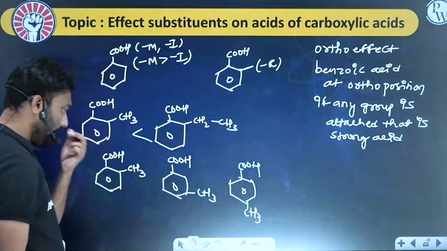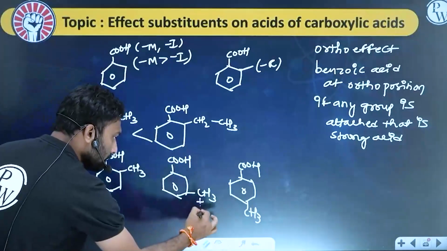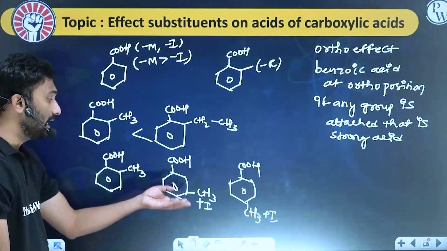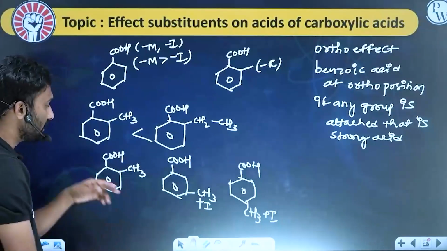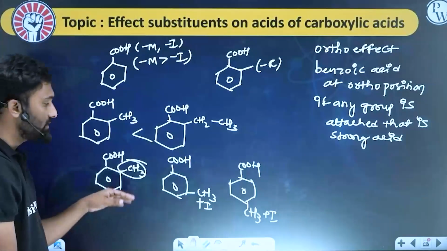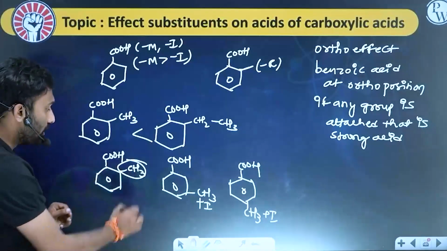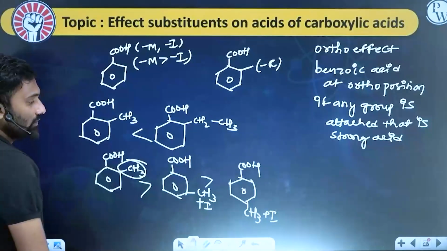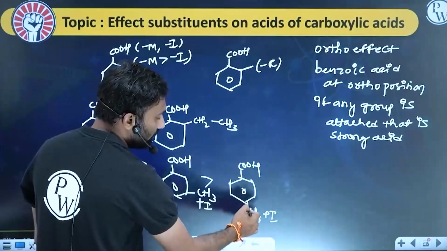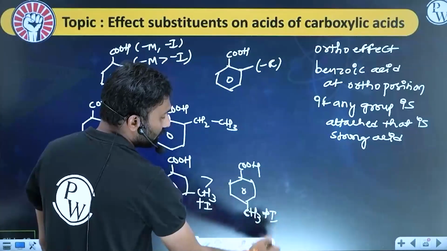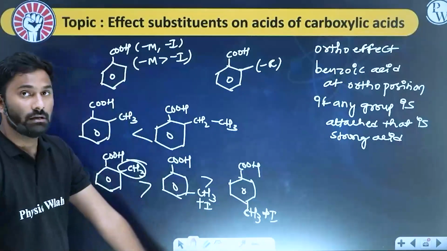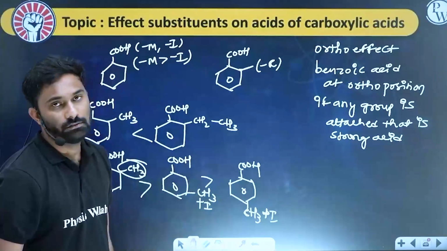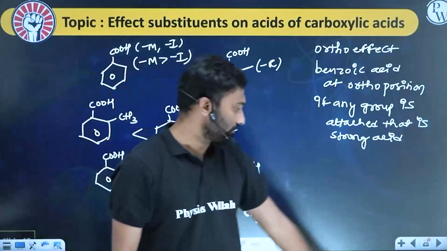Now, a +I group would normally decrease the acidic nature of the carboxylic acid. But here it is the ortho effect, so due to the ortho effect this is a stronger acid: first, second and third. Here there is hyperconjugation and non-bonding resonating structures. Next this one and this. Clear?